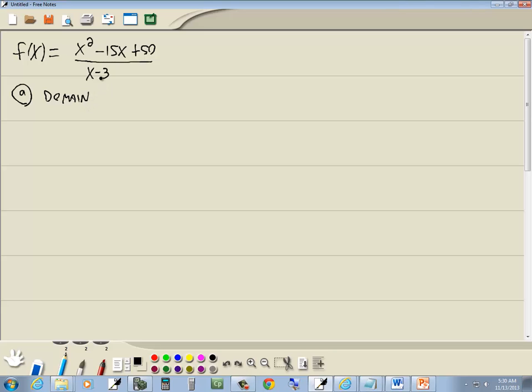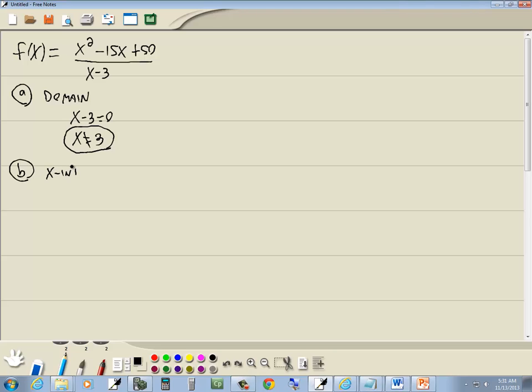Whenever we have a rational function, a single fraction with variables in the denominator, then to find the domain, you set your denominator equal to 0. So we'll set the x minus 3 equal to 0 and solve. So we get x is equal to 3. Now this is the value we cannot have. If I put 3 up here, 3 minus 3 would give us 0 in the denominator. So we put a slash through it. X cannot equal 3.